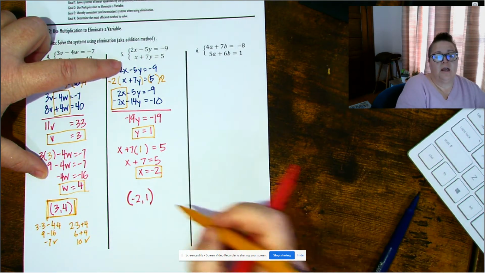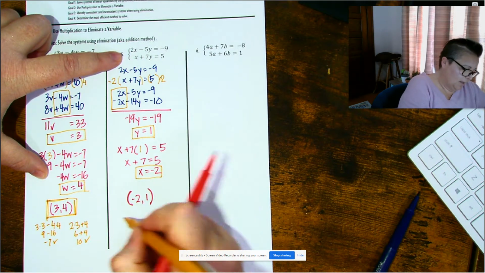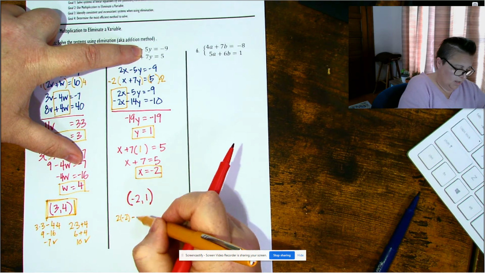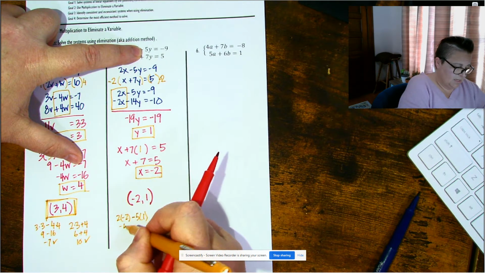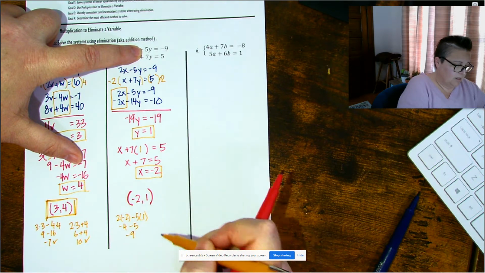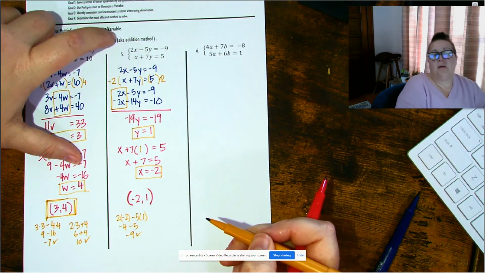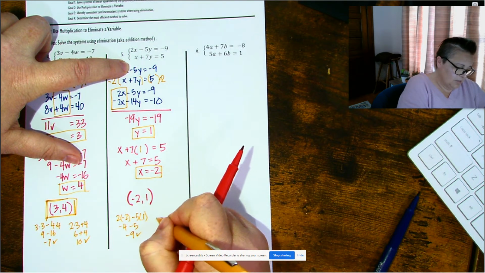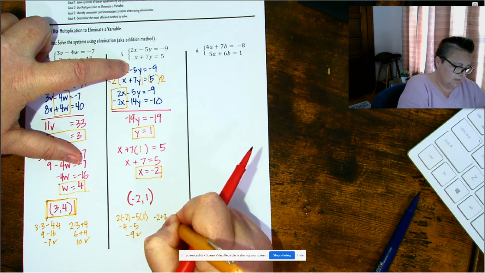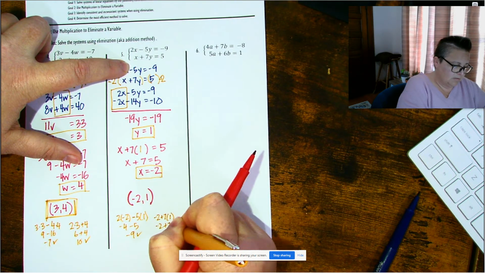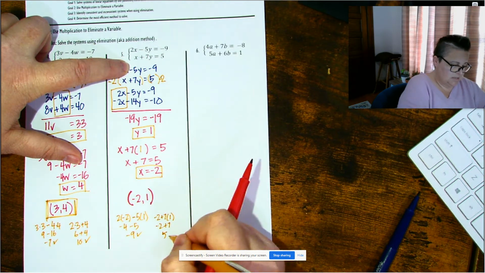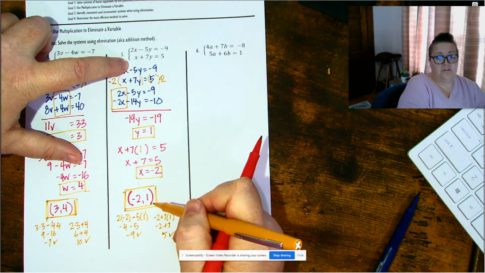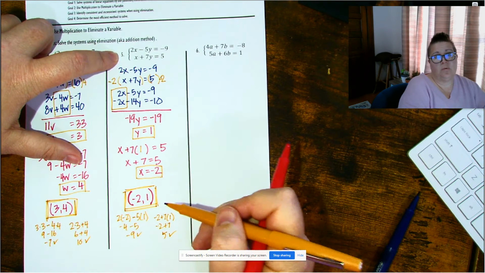To be sure, I'm going to put in a negative 2 for the x. So 2 times a negative 2 minus, and I'm going to put a 1 in for the y, 5 times 1. That's negative 4 minus 5. That's a negative 9. And it checks. And remember, I can't just do it for one equation. I need to check both. So if I check the second equation, that's going to be a negative 2 plus 7 times 1, or negative 2 plus 7, which is 5, and that indeed checks. And so I know negative 2, 1 is a solution to the system of equations shown in problem number 5.